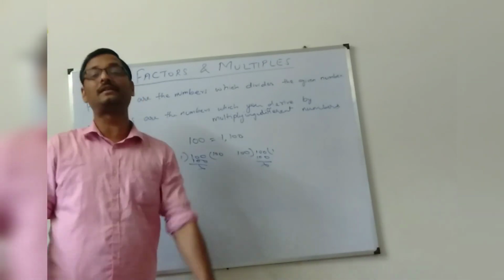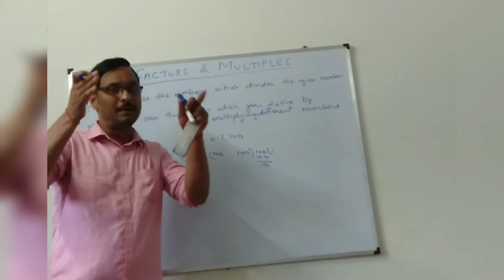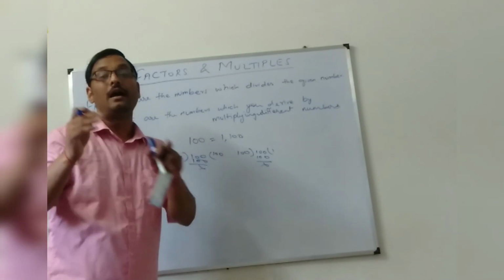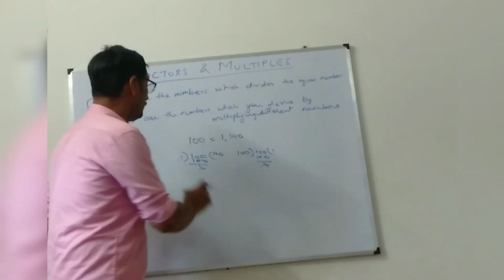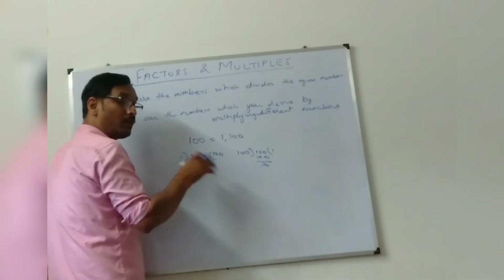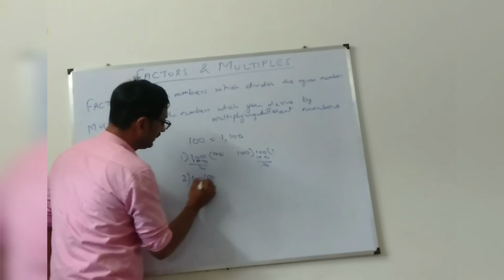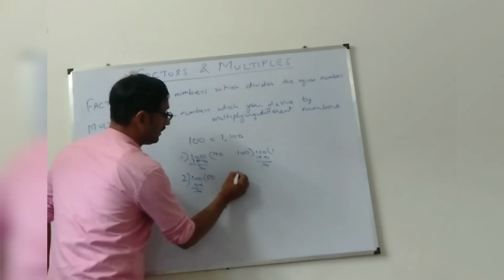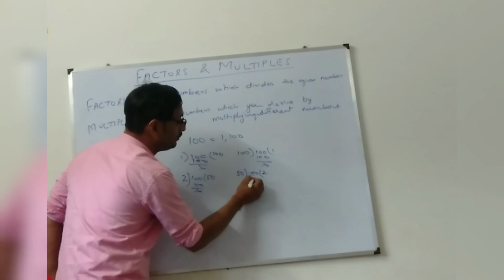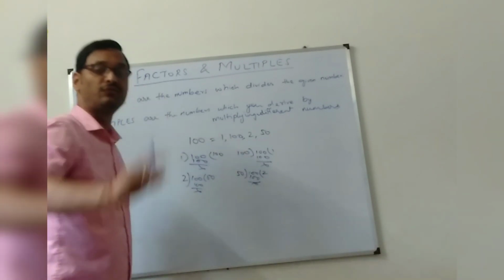So your next factor will come in between 1 and 100. So a borderline has been made. Below 1 you don't need to do anything, and after 100 you don't need to do anything. So in between 1 and 100 you will find your next factor. After 1, what comes? 2. 2 times 50 is 100. 50 is the quotient, and with that you need to divide. So 2 and 50 are the next factors.